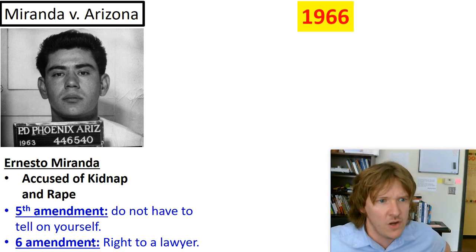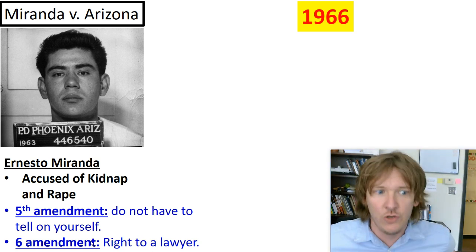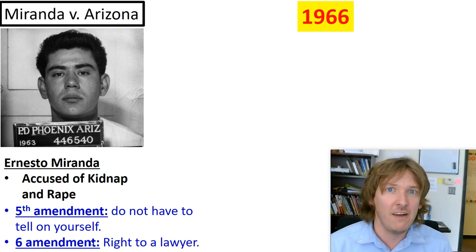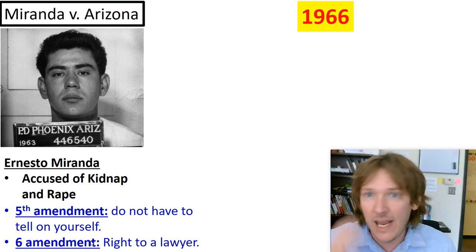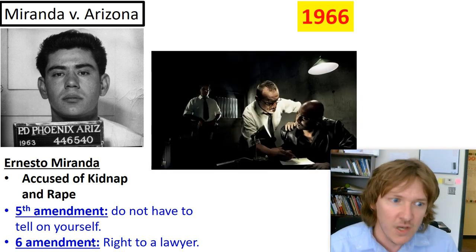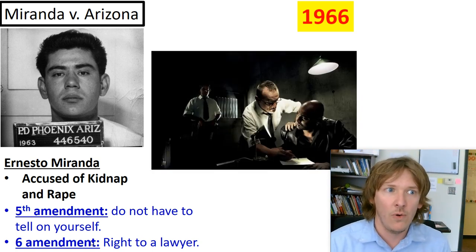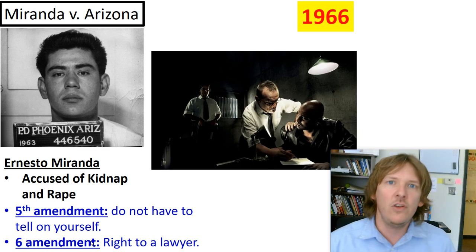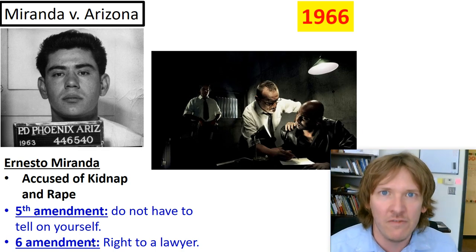1966, Miranda versus Arizona. Ernesto Miranda is accused of kidnapping and rape. This is not breaking into a pool hall. This is not a false claim that he murdered someone. He's accused of kidnapping and rape. So this is going to come down to the Fifth Amendment. Now, Ernesto Miranda should have known the Fifth Amendment says you don't have to tell on yourself. In the Fifth Amendment, you have the right that you do not have to incriminate yourself. You can remain silent. You don't have to confess.